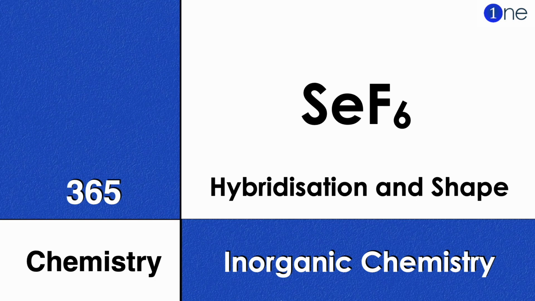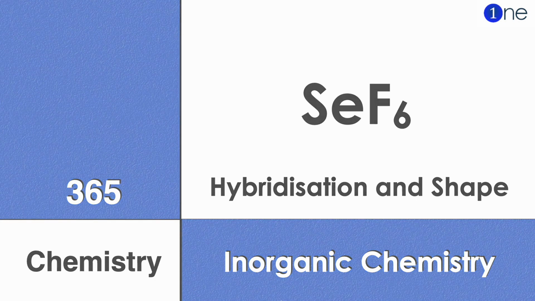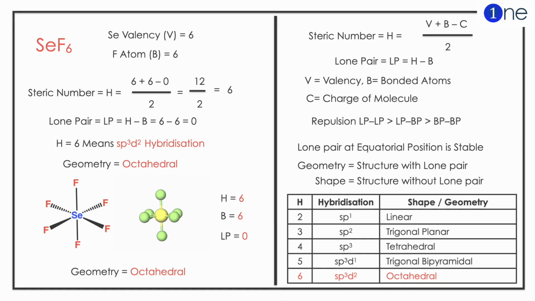Here you have SeF6. You have to find its hybridization and shape. To find the hybridization, you should know the steric number, which equals (V plus B minus C) whole divided by 2. The selenium valence is 6, and the fluorine atoms are 6. So if you substitute in the formula, (6 plus 6) whole divided by 2 gives 12 by 2, which gives 6. The lone pair will be 6 minus 6 equals 0, and a steric number of 6 means sp3d2 hybridization with octahedral shape.